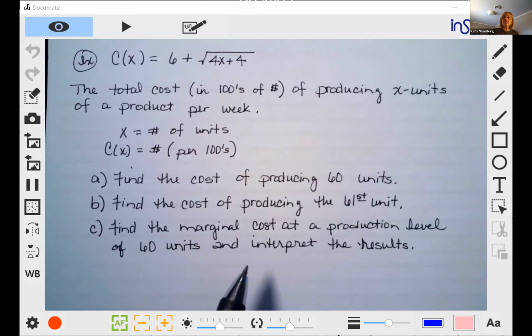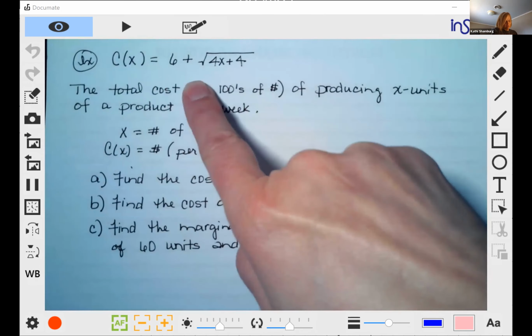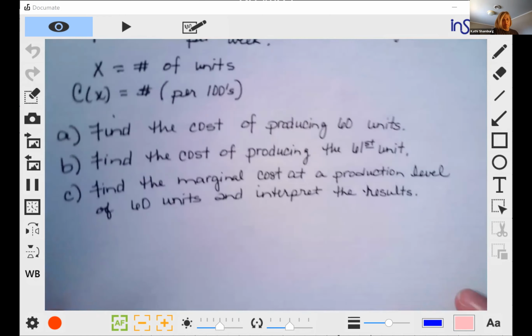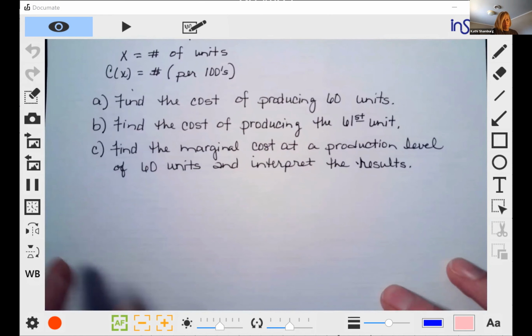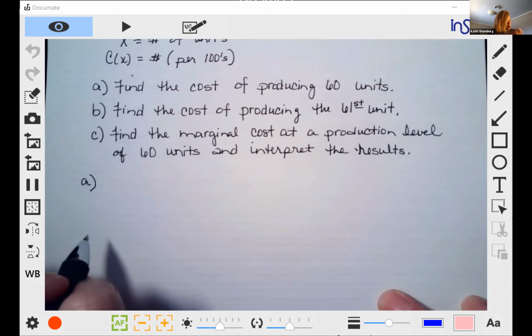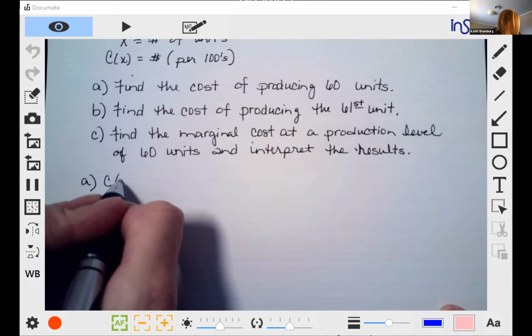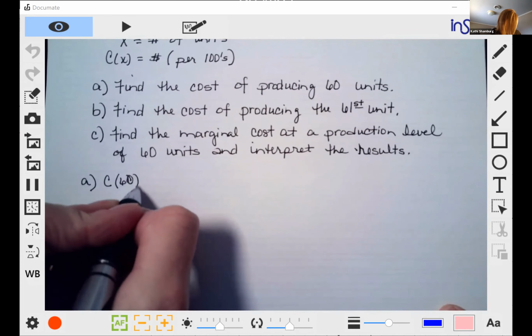And if you go back to that, what that marginal cost gives you is the cost to produce one more product. We've learned that in the past. Okay, so be sure that you can see this as I go down. It's going to be a little bit hard for me to show that on the paper as well, but you should have that in front of you. Okay, so part A says find the cost of producing 60 units. So I'm going to take the cost function and I'm going to substitute 60 in.